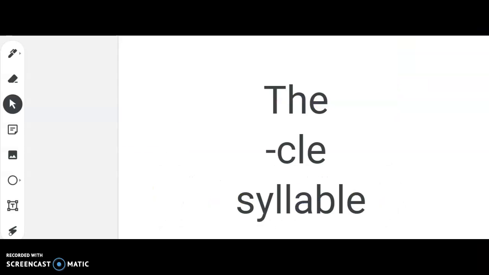Today we're going to talk about the consonant LE syllable. It's important to know that the consonant LE syllable is found at the end of a word. Occasionally there'll be a suffix after it, but basically it's usually going to be the last thing you find at the end of the word. So right now we're going to practice with just base words. There'll be no suffixes, so I can show you the rule on how to mark up these words.